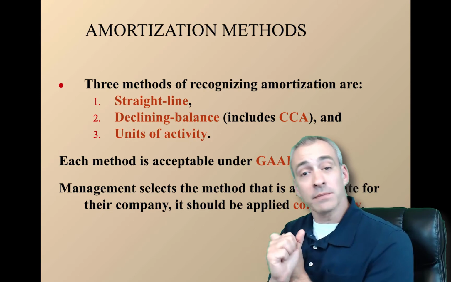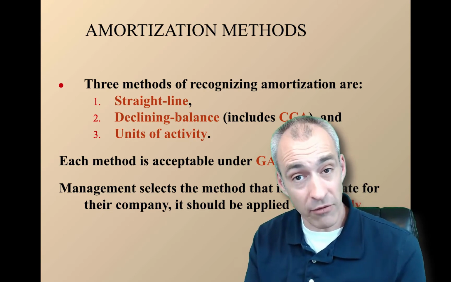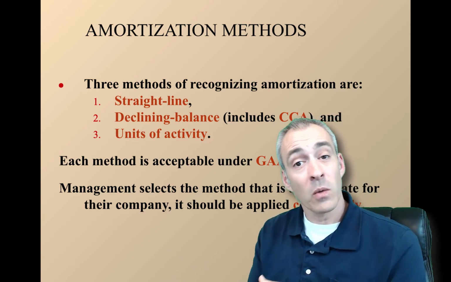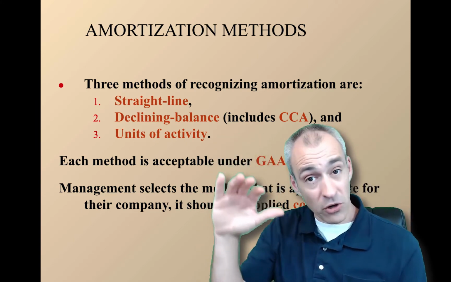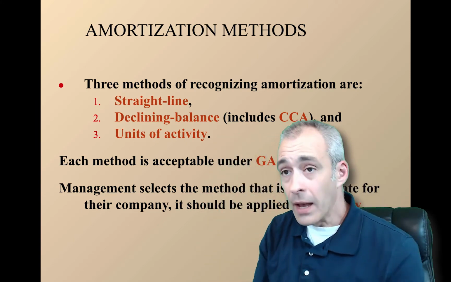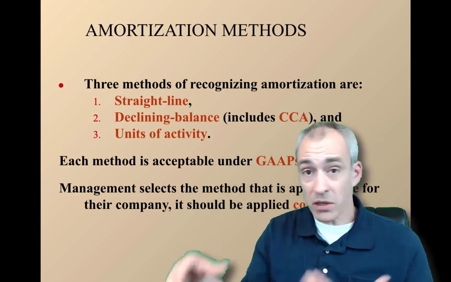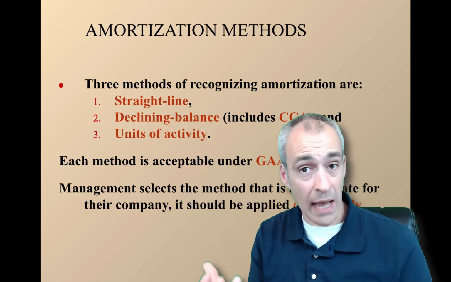So there's straight line, which produces the same expense every year, and declining balance, which produces this sort of slope, being higher level of amortization expense early and then it reduces. And then units of activity, which can be all over the place depending on how much you use the asset.